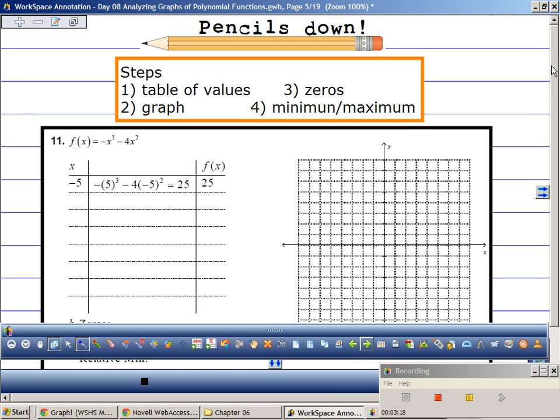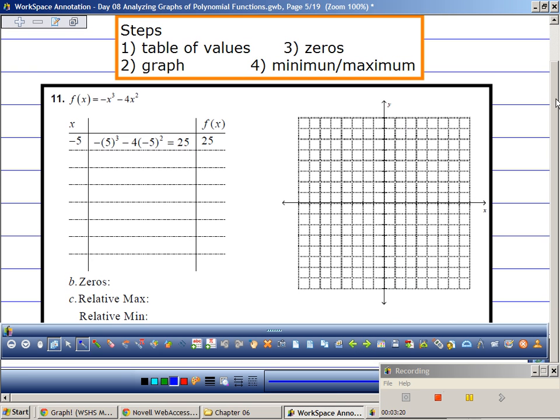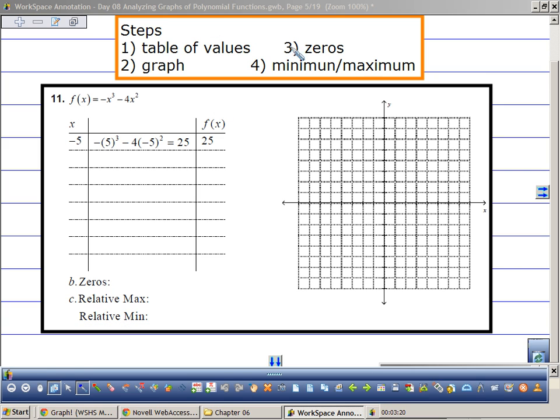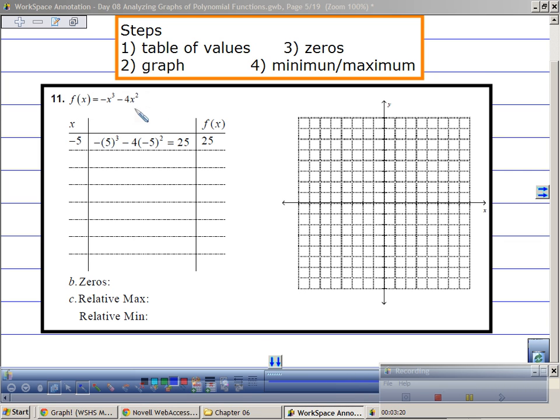All right, so let's talk about what we're going to do today. We are going to graph polynomial functions. So here's my polynomial function right here. And I suggest you talk about the behavior of the graph first, because then you know how to drive your graph.